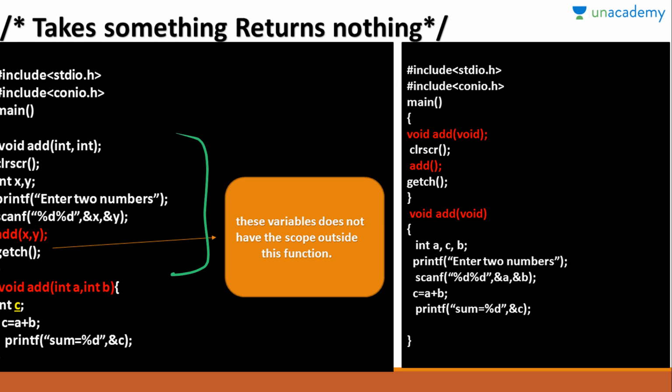So when control goes to this point, add(x, y), it will move here, and the values of x and y will be stored in a and b, and then it will perform c is equal to a plus b. So this is the example of takes something and returns nothing. Here int a and int b, which are defined in the function definition, are called the formal parameters, and x and y, which are defined in the main function, are called the actual parameters.